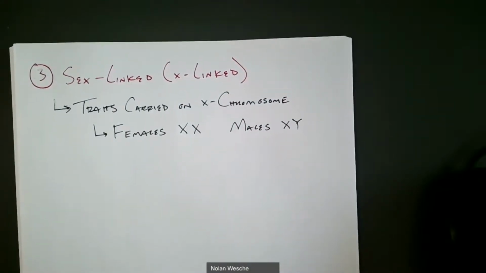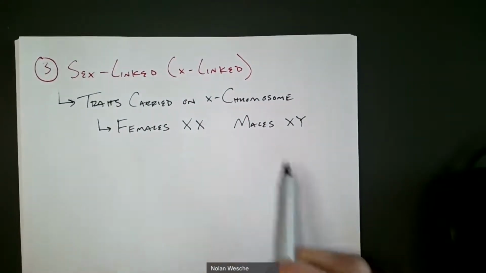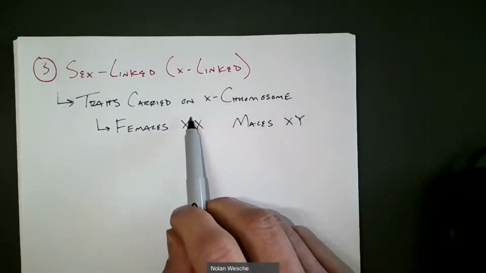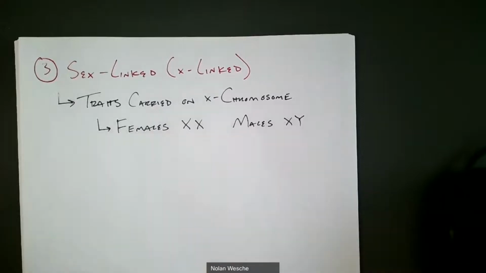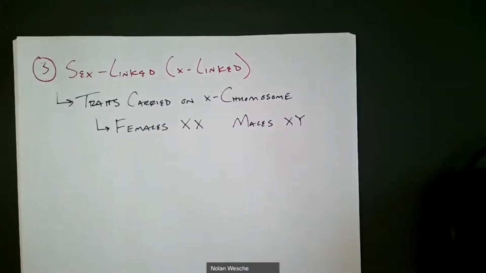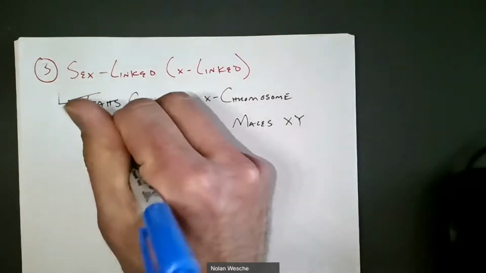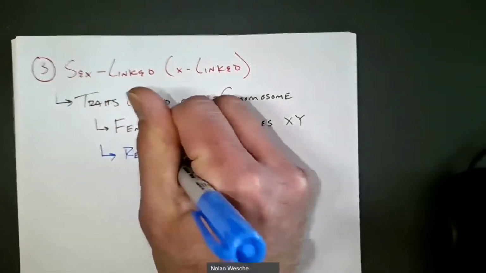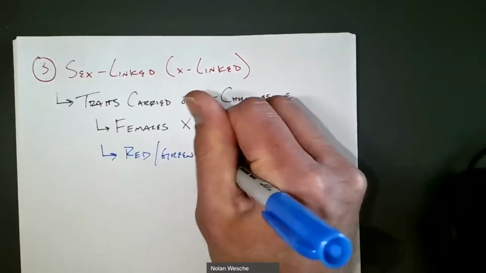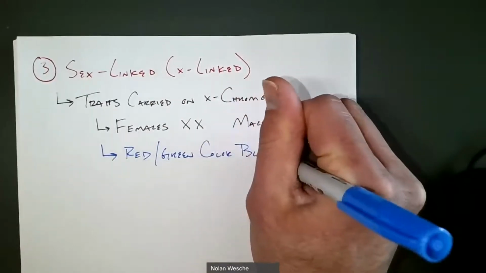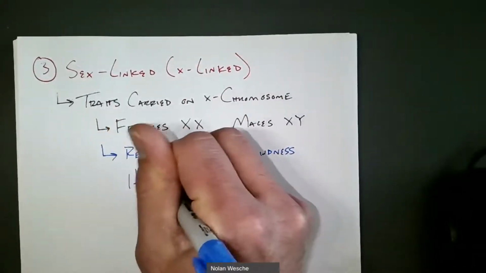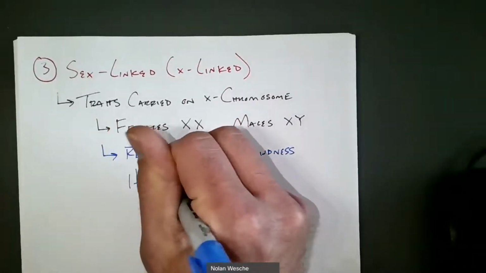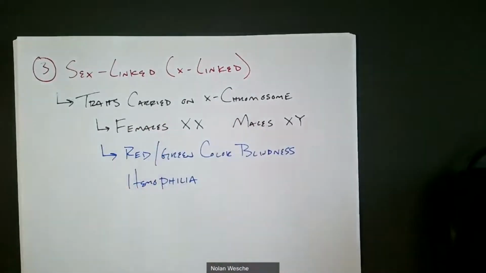So when we show these alleles and these genotypes, we're going to have to show these Xs and these Ys, and we're going to have to show the gene or the version of the allele on the X chromosome. So again, we're looking at things like red-green color blindness, and we're looking at things like hemophilia or male pattern baldness.